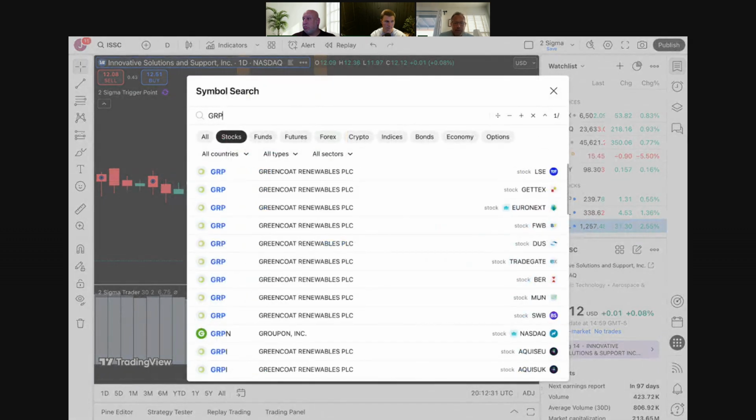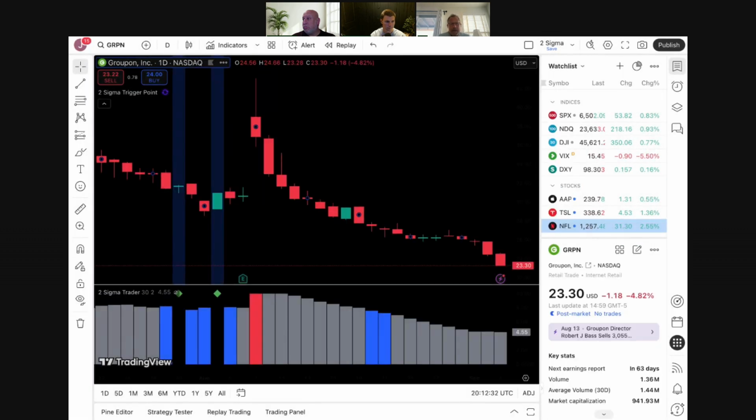Groupon was the next name that I mentioned. Again, this one blows me away because you see here, it did get a green diamond on August 4th. And after its earnings report, it popped. It popped so much that we got the red bar, literally within 3 days. Now, I did not trade this one. I wish I would have, but it wasn't even on my watch list.